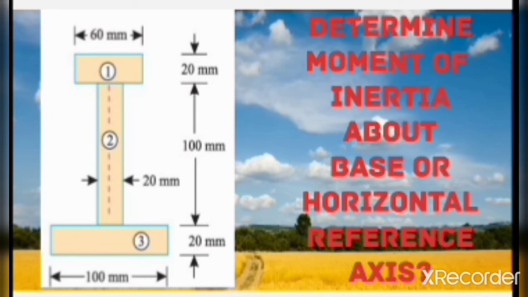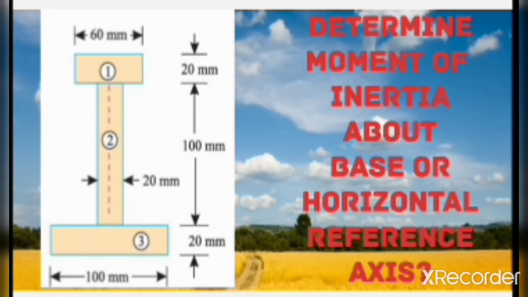First we have to find area 1, area 2 and area 3. In this figure, area 1 equals 60 into 20, which is 1200 mm square. Area 2 equals 100 into 20, 2000 mm square. Area 3 equals 100 into 20, 2000 mm square.